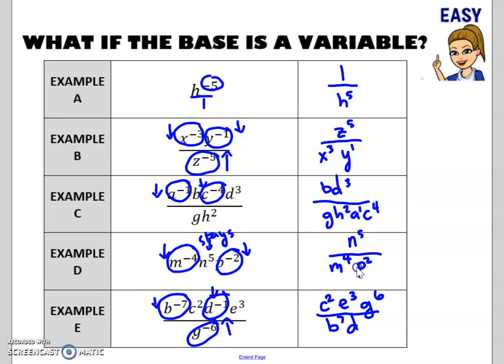So that's what negative exponents do. Cross the line, change the sign. Cross the line, change the sign. It can go up or down, it just depends where it is in your expression. Let's see what you can do.